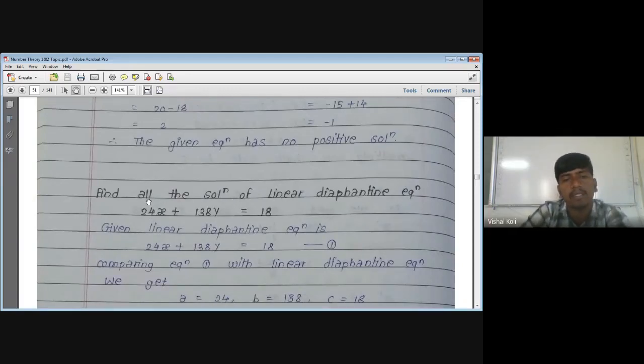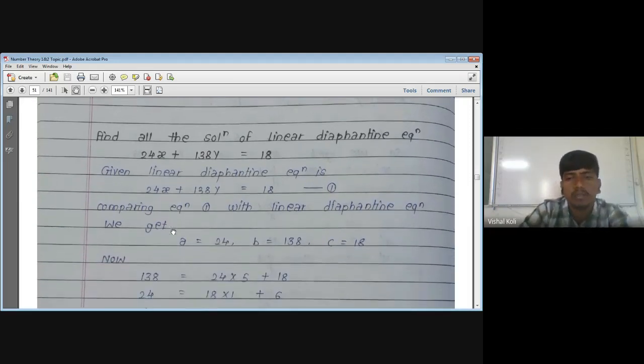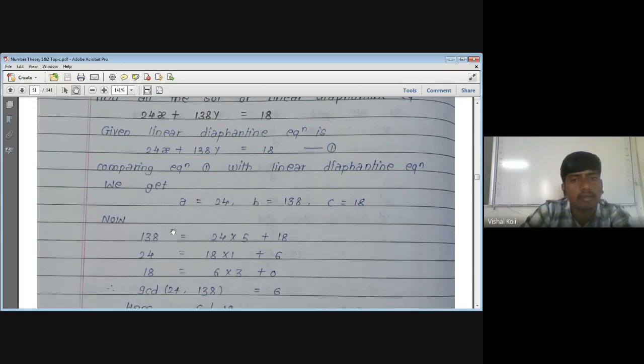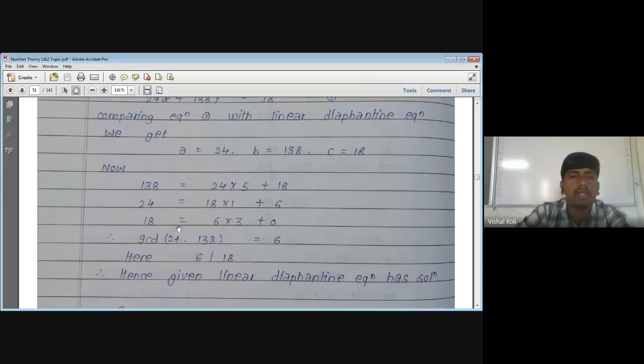if it has a solution, then we have to find out all the solutions of this linear Diophantine equation. Okay. Therefore, again we have to compare this one with the Diophantine equation ax plus by equal to c, and from this one a is nothing but 24, b is equal to 138, and c is equal to 18. Again we have to express 138 as a multiple of 24 plus some remainder, which is nothing but 24 into 5 plus 18, that is 24 into 5 is 120 plus 18, which is 138.